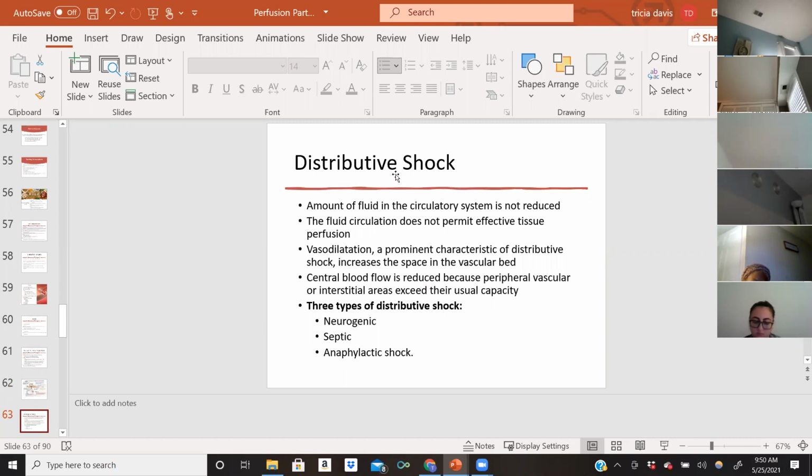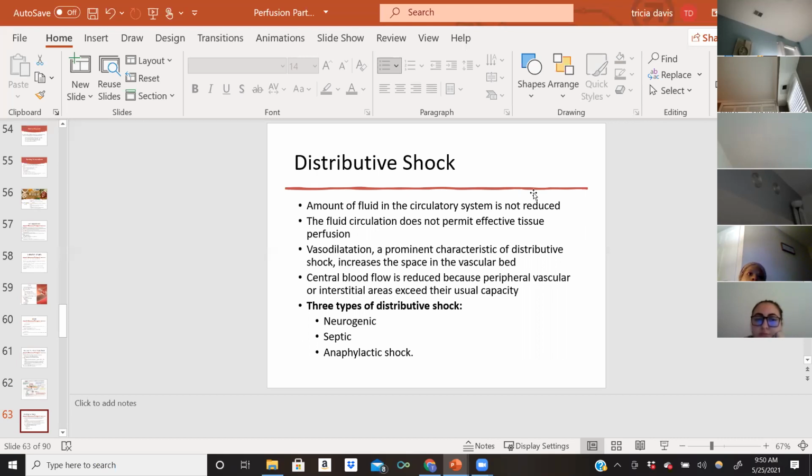So distributive shock. This is where the amount of fluid in the circulatory system is not reduced. The fluid circulation does not permit effective tissue perfusion. So this is not a reduction of our circulatory fluid. The circulatory fluid is still fine, it's still adequate, but the fluid circulation is not appropriately perfusing our tissues. So we have vasodilation, which is the prominent characteristic of distributive shock.